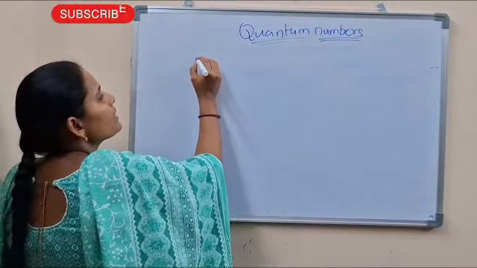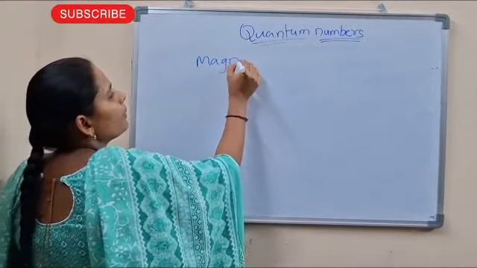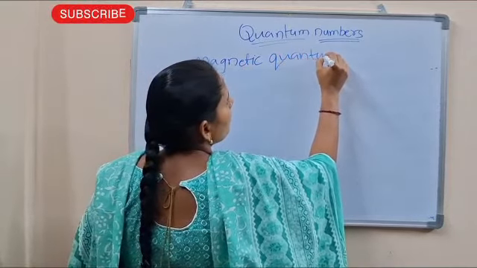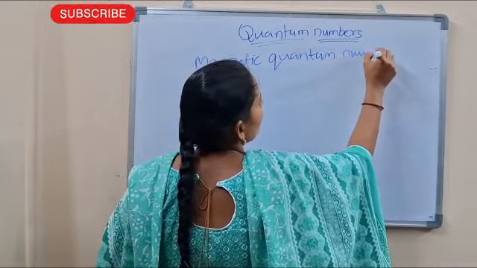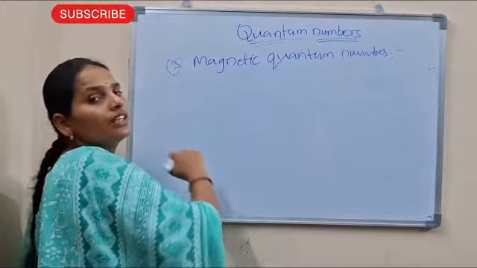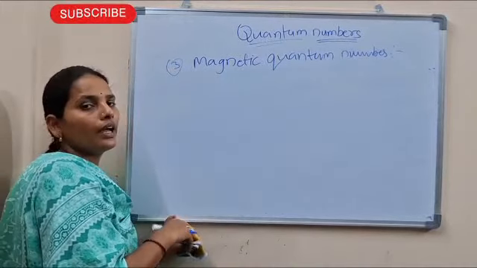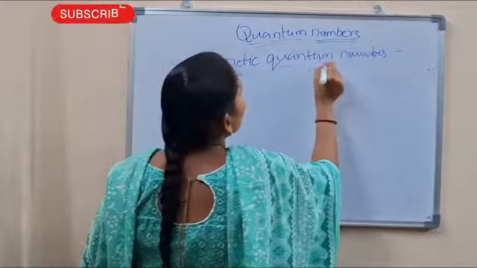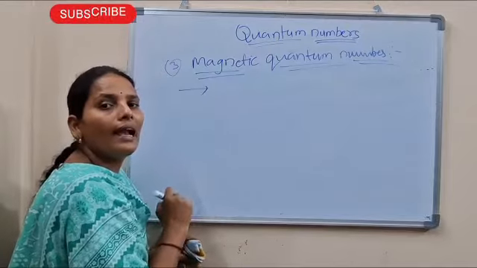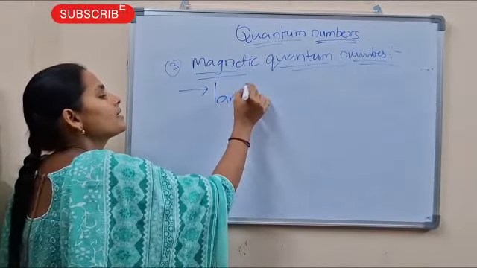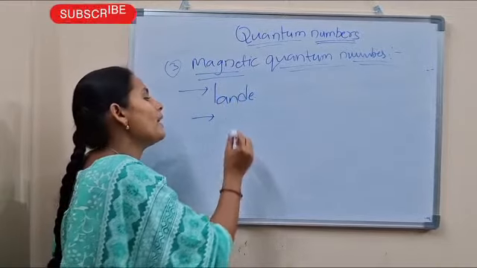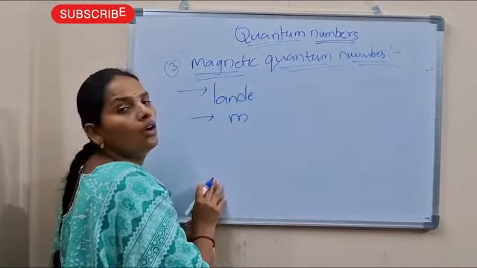The next quantum number is the magnetic quantum number. This is the third one. I forgot to give the number for the azimuthal quantum number, which is 2. This magnetic quantum number was given by the scientist called Landé. The magnetic quantum number is represented by m.